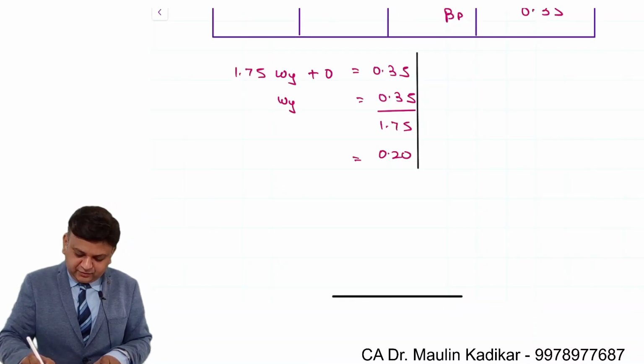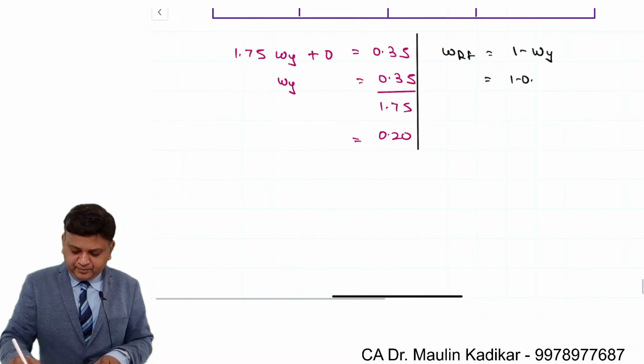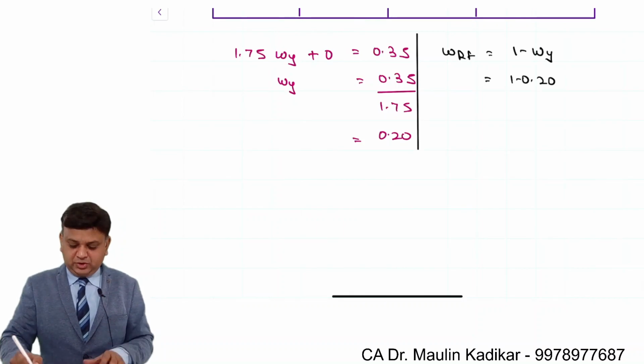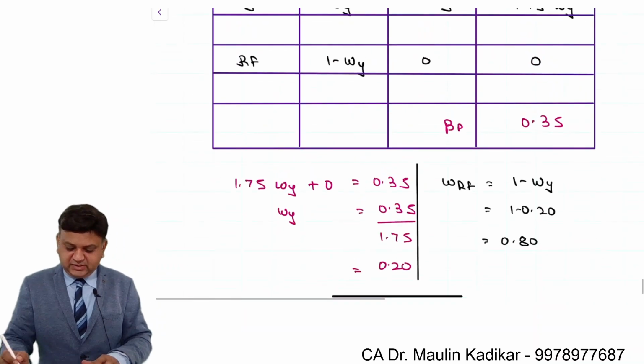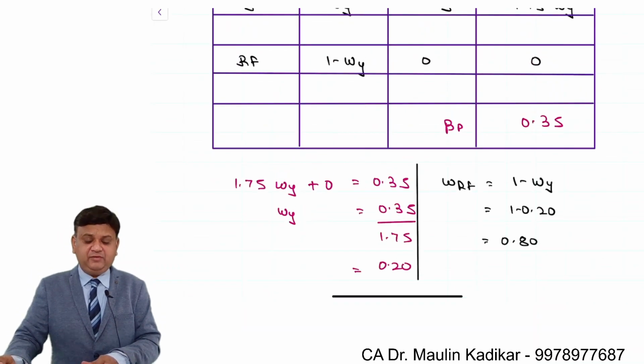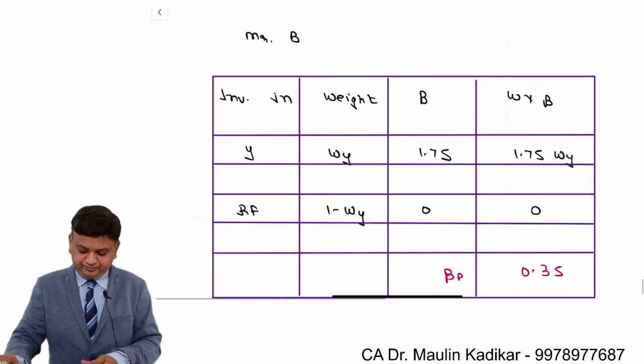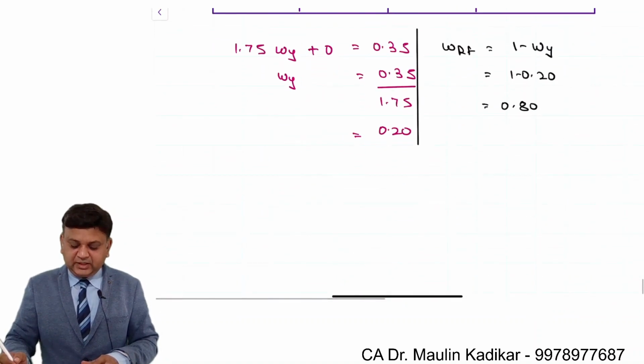So weight of RF is 1 minus weight of Y. So 1 minus 0.20, that comes to 0.80. This is the way weight of Y will be found as balancing figure. That is, weight of RF will be found as balancing figure.